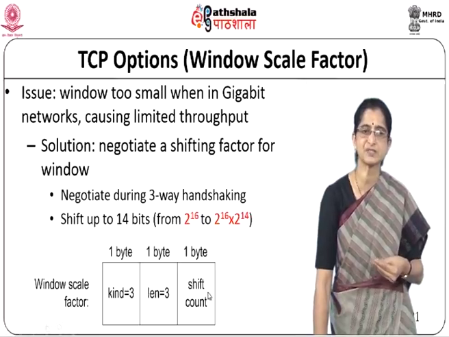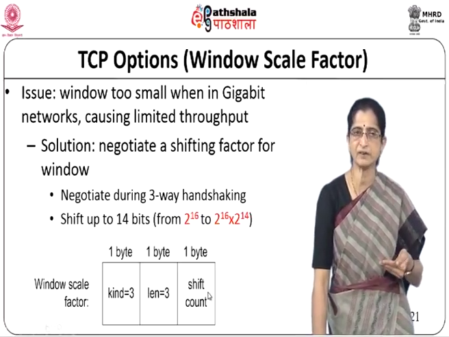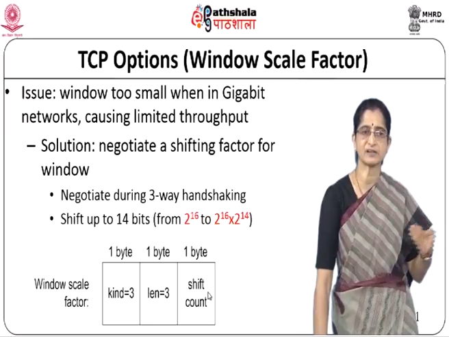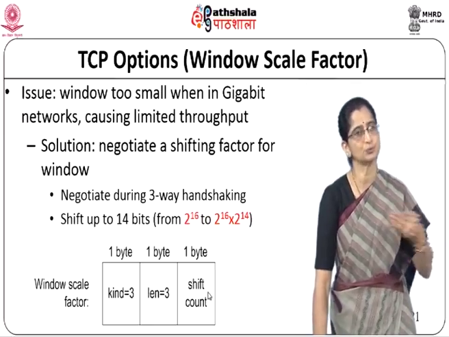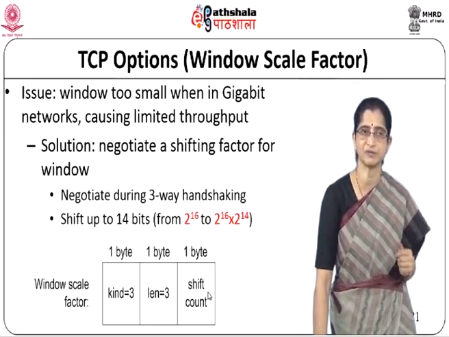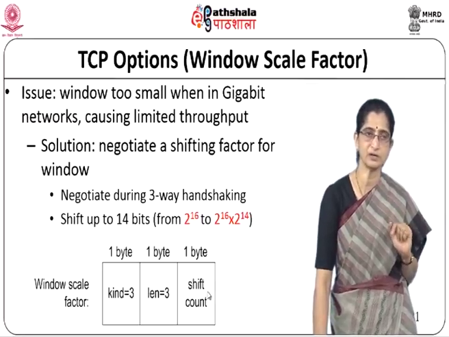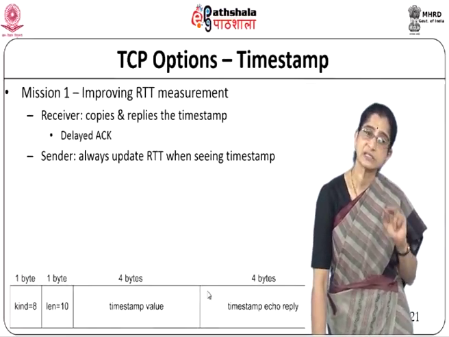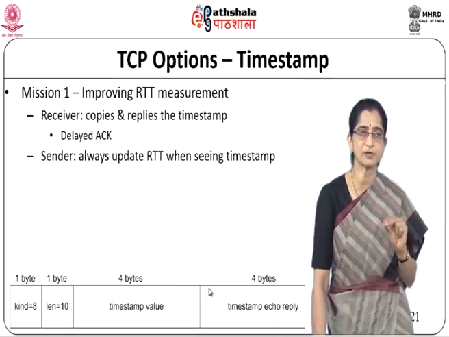So you specify the shifts in powers of 2 in a binary value, and the actual multiplication factors are in terms of powers of 2. So you multiply that and you can get a larger window size. So this is one very important option that is currently used. The second option that we have is with respect to the timestamp.